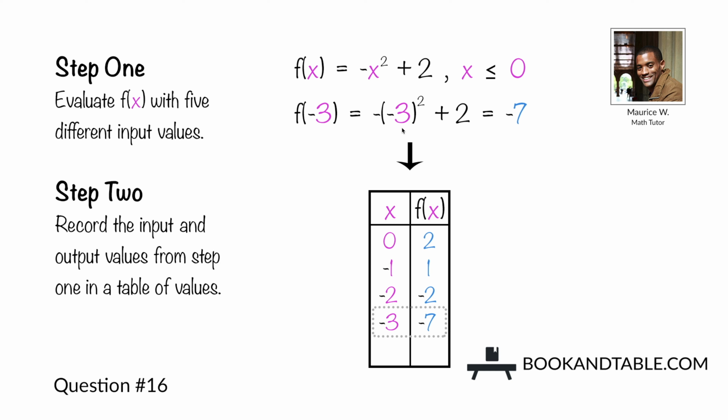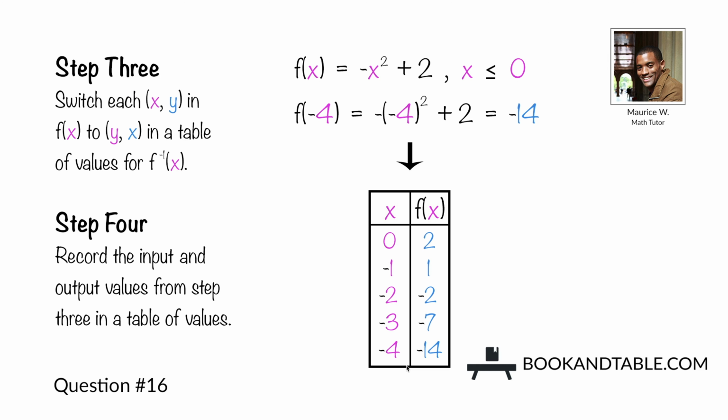f of negative 3 gives us negative 3 squared, which is 9. And negative 1 times 9 is negative 9. And negative 9 plus 2 is equal to negative 7. So the x value is negative 3 and the y value is negative 7. And f of negative 4 gives us negative 4 squared, which is 16. Negative 1 times 16 gives us negative 16 here. And negative 16 plus 2 would be equal to negative 14. So the x value is negative 4 and the y value is negative 14.